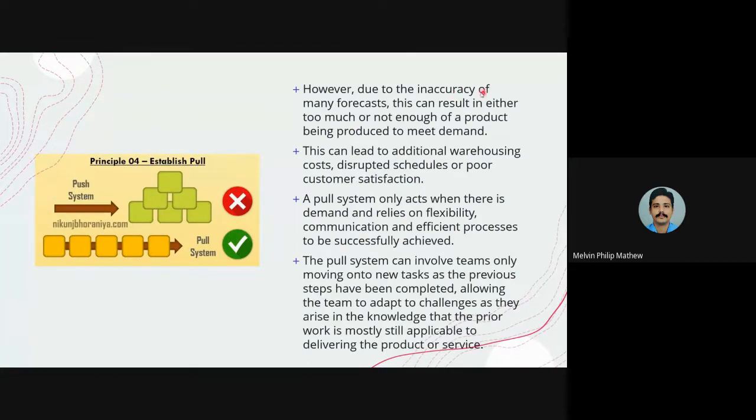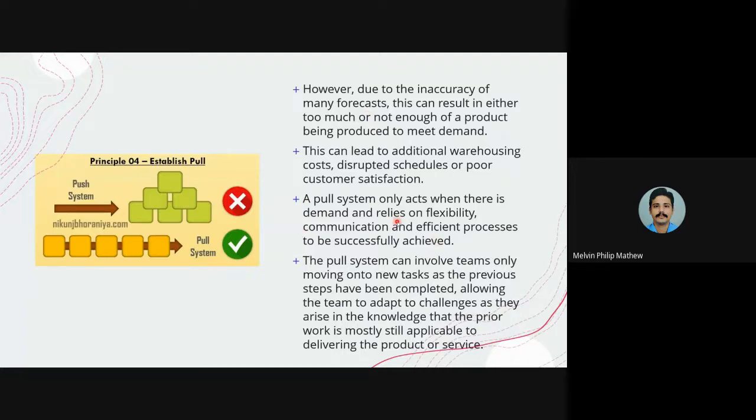However, due to the inaccuracy of many forecasts, this can result in either too much or not enough product being produced to meet the demand. So if the forecast is wrong in the case of a push system, then they may produce either too much or not enough. There are two types. Always it is a prediction, right? So the forecast will be inaccurate. Basically, it will be inaccurate, and either we will produce too much of the product, or we will not produce enough product to keep up with the demand. So that is the problem of the push system.